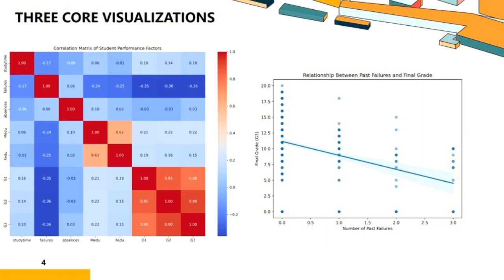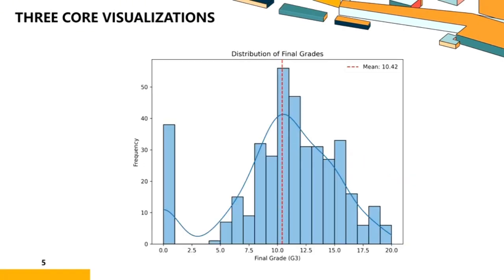The second is the regression scatter plot of failures with G3. The trend line clearly slopes downward, meaning more past failures are generally linked to a lower final grade. Third is the distribution of G3. The average is about 10.42, with most students in the middle range, but there is still noticeable variation.